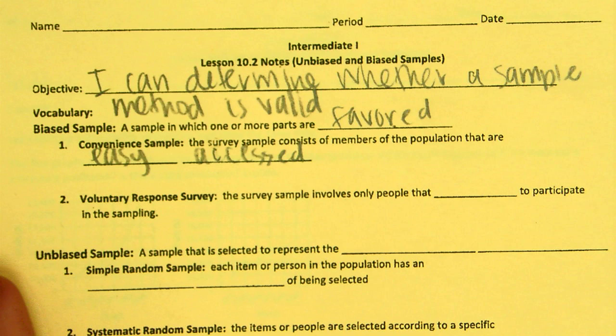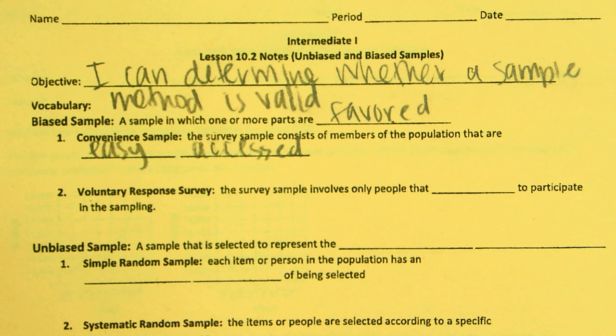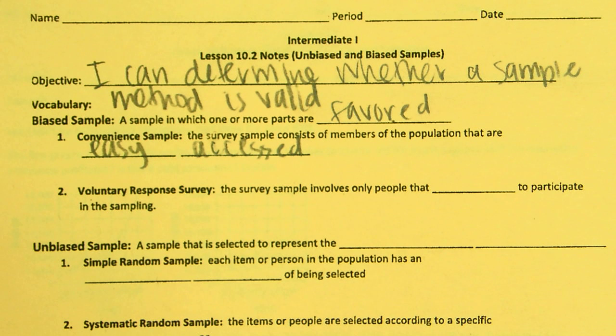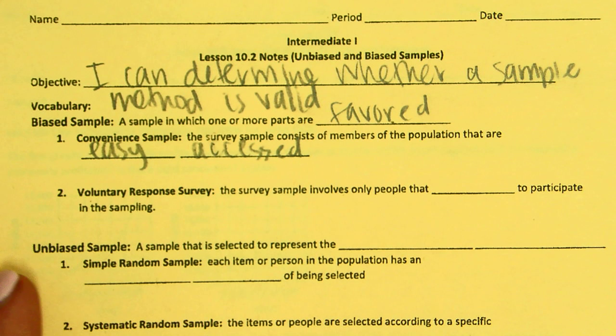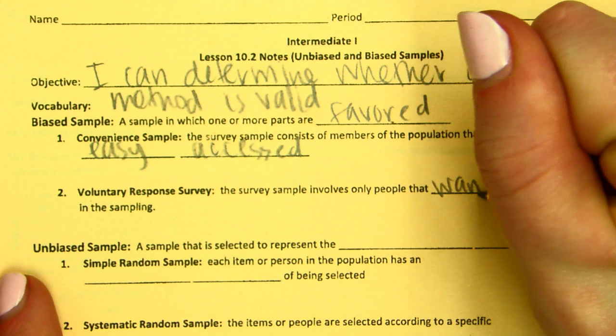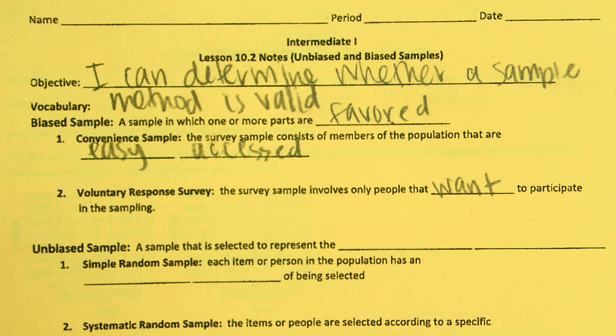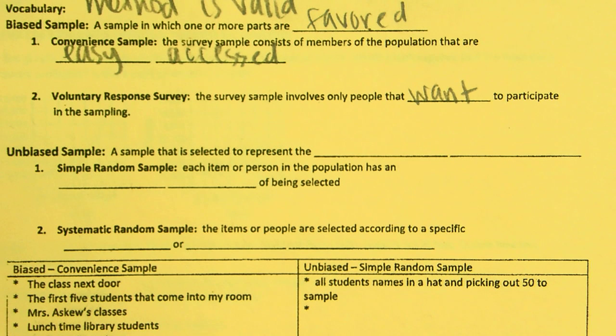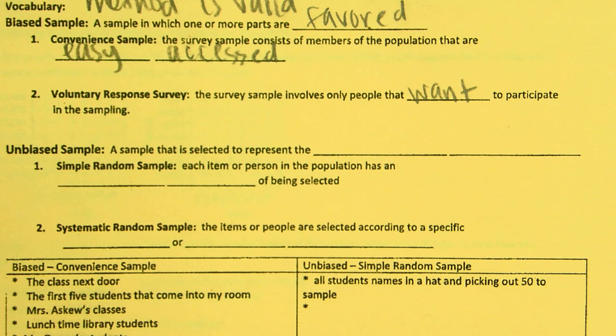Another type of biased sample is a voluntary response survey. A voluntary response survey involves only people that want to participate in the sampling. So you get to volunteer if you want to participate in the sample. Both of these methods are biased. They favor one type of response over others. Unbiased sampling is a sample that is selected to represent the entire population.